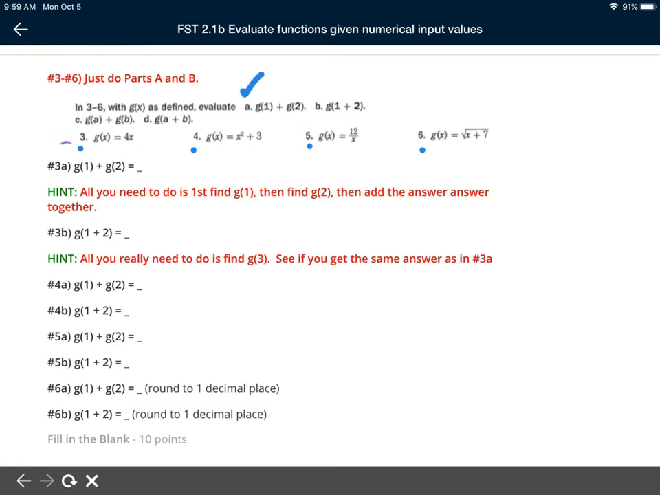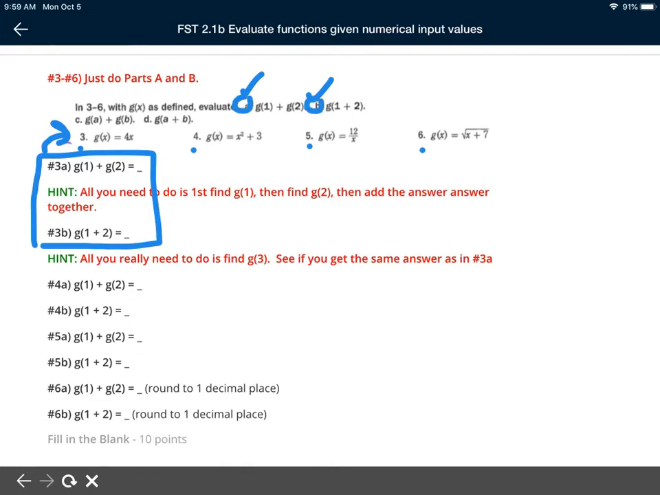They want you to find g of 1 plus g of 2, and then they want you to find g of 1 plus 2. So for example, this first one here is 3a and 3b. So for 3a and 3b, they want you to use number 3 here, and then you're going to go back and do a and b right here.